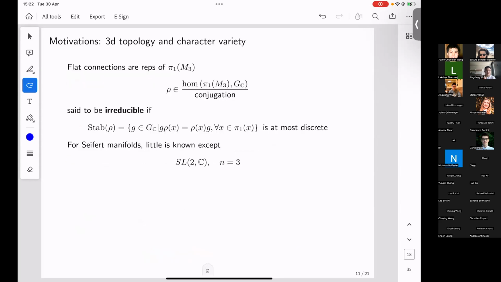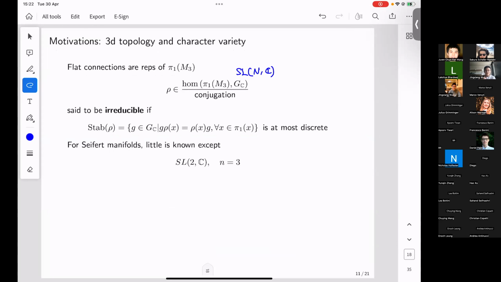So this is about MTCs. On the other side, we can actually learn something new about the topology side. The thing we are interested in is flat connections on this space. Mathematically, a flat connection is basically a map, a homomorphism from a fundamental group to the group GC. I'm only interested in SLNC here, up to conjugation.